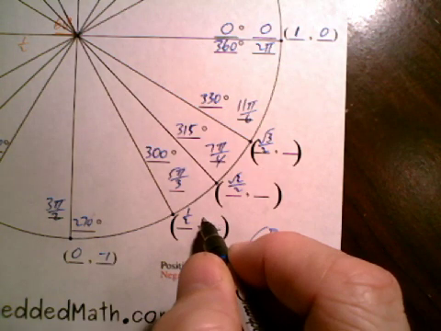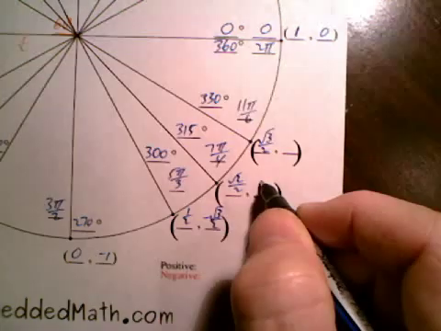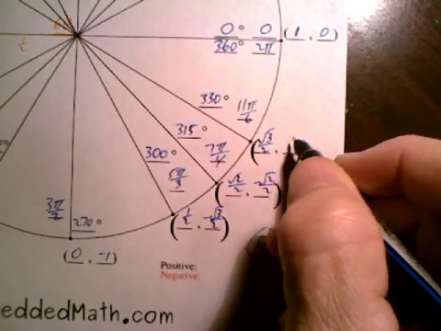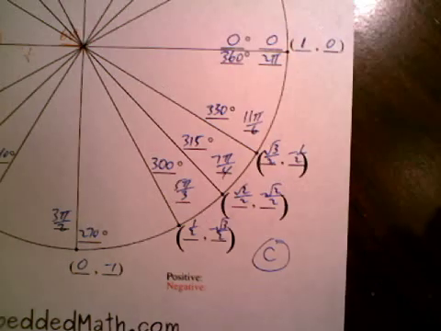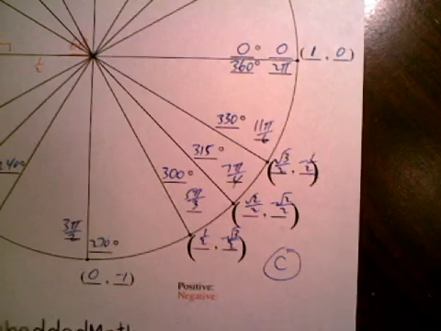Now the y-coordinate here, negative radical 3 over 2, we have negative radical 2 over 2, and we have negative 1 half. And so I usually give about 5 minutes for students to be able to fill that out completely just like that.